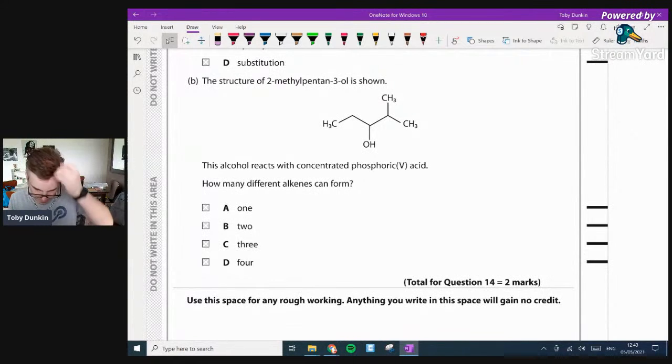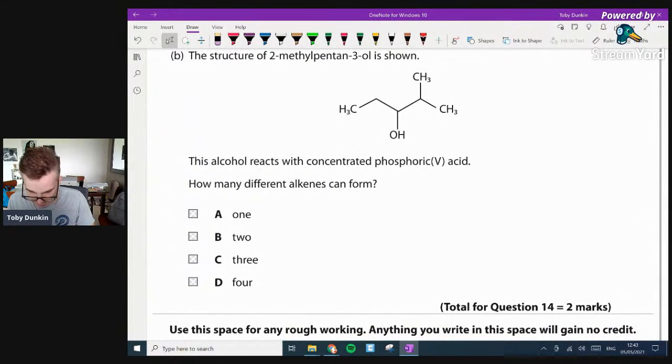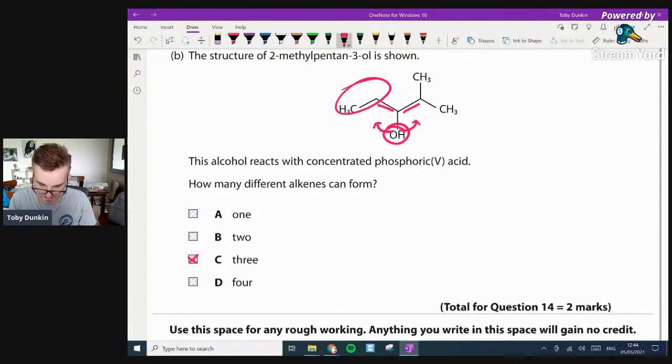Next, the structure of 2-methyl-pentan-3-ol is shown. The alcohol reacts with to form how many different alkenes? Right. So if I eliminate this, and I drop it down on this side, I'll form the double bond there. Alternatively, I could hydrolyze it and it would drop down here. And here's the extra kicker, folks. It's going to be geometrically active. So the answer is going to be 3. I'll show you that, by the way, in picture form.